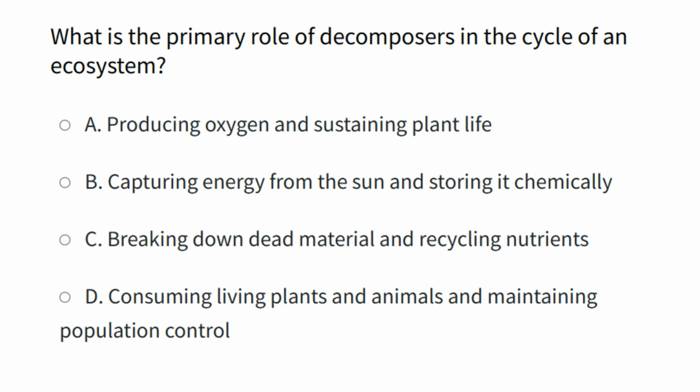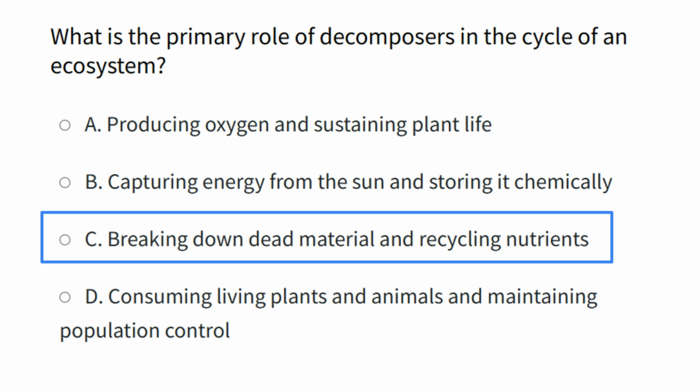Number 8. What is the primary role of decomposers in the cycle of an ecosystem? A. Producing oxygen and sustaining plant life. B. Capturing energy from the sun and storing it chemically. C. Breaking down dead material and recycling nutrients. D. Consuming living plants and animals and maintaining population control. The correct answer for this question is C. Breaking down dead material and recycling nutrients.